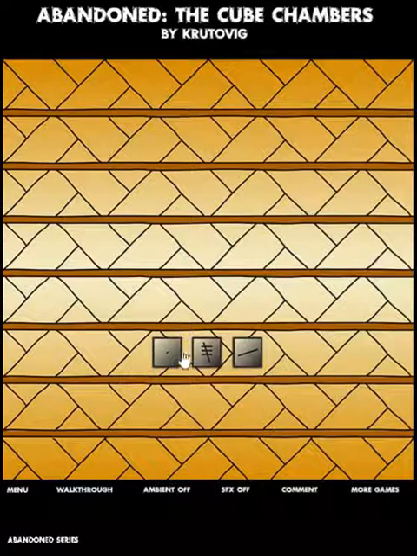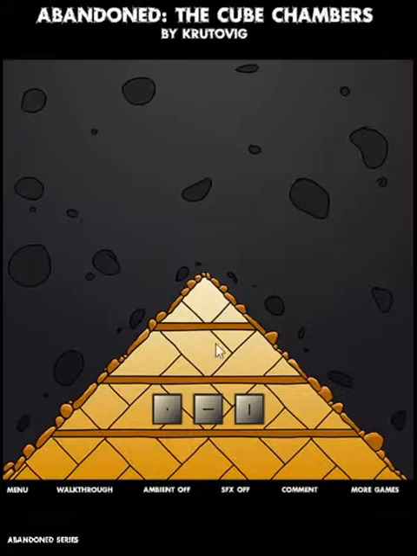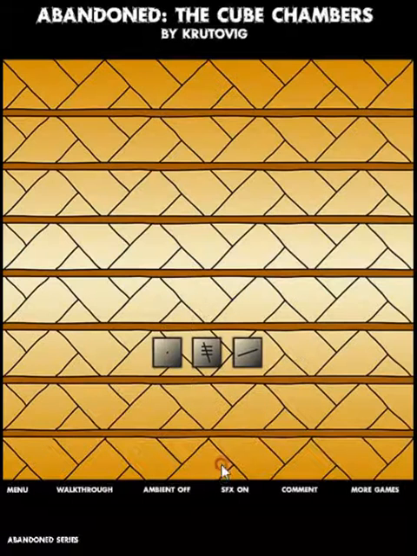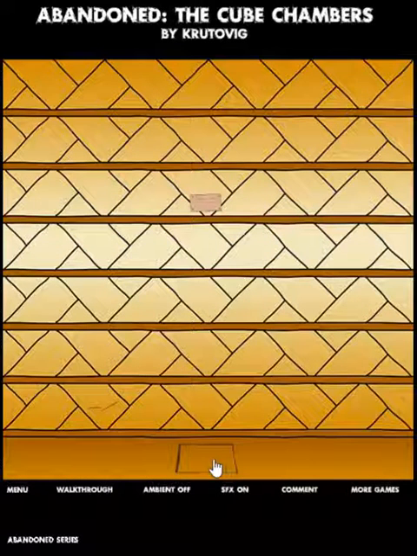Now we have 192, and the last one is 3.5 times 192, which is 686, I think. I'm going to turn on the sound. There, got the little buzz. We solved the puzzle. Go down here and we exit.